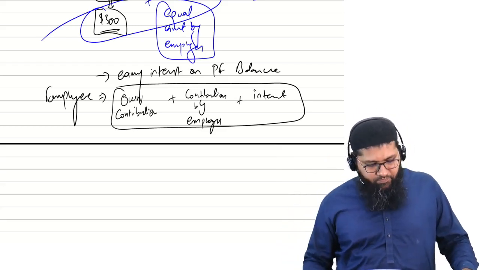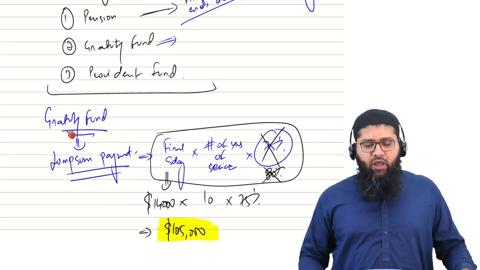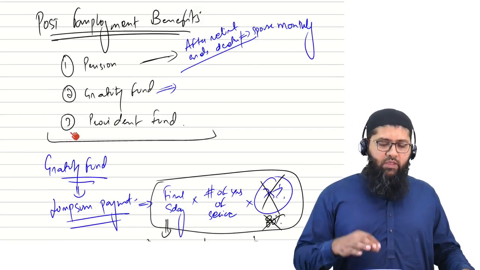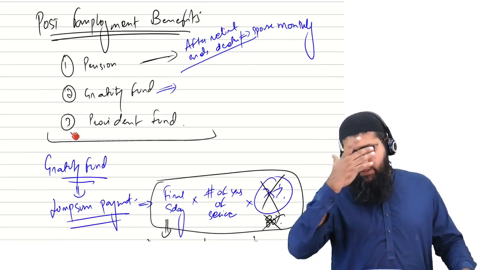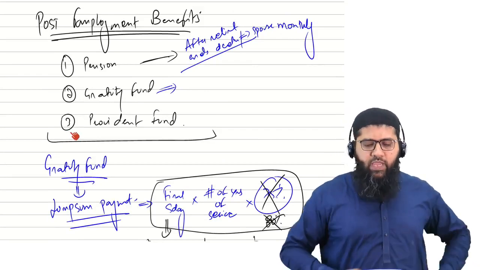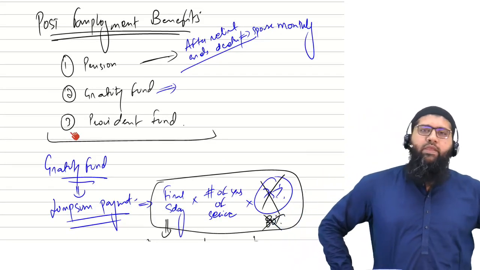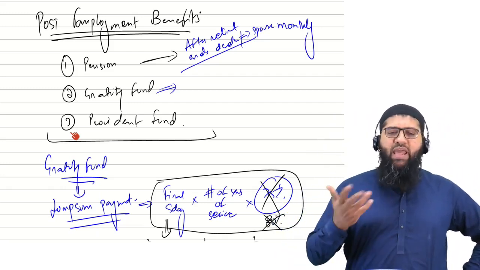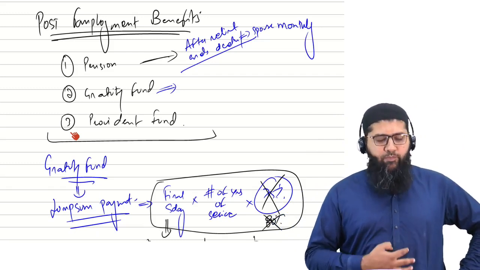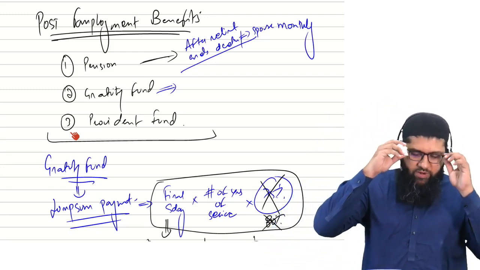Now, all of this is an example of post-employment benefit, which is the pension, the provident fund, the gratuity fund. They are all examples of post-employment benefit. So in case any one of you has any questions till now, let me know before I move on to the accounting for post-employment benefits.